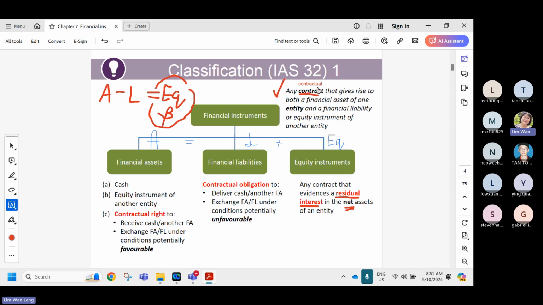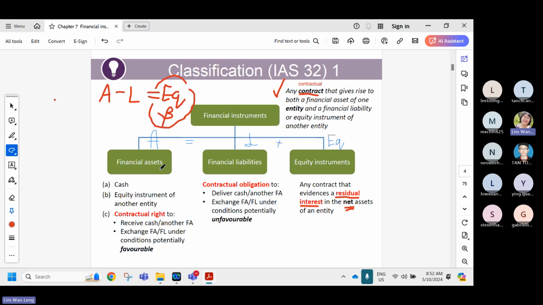Okay, this is a contractual contract, because some of those contracts that you entered into could be not only contractual, but could also be a legal contract. Maybe the law requires you to do something, and that one is not the same as a contractual contract over here. So any contract that gives rise to both a financial asset as well as a financial liability on the other side. Okay, so this is the definition of the financial liabilities.